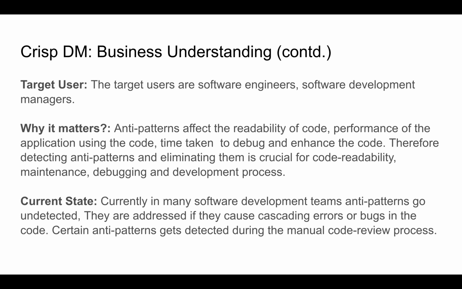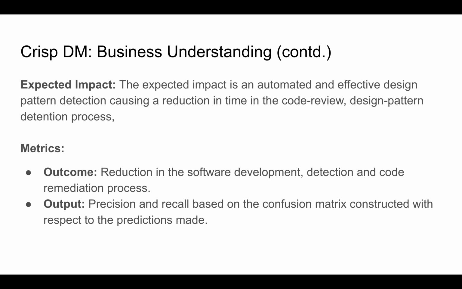So who are our target users? Our target users are software engineers and software development managers. Why does it matter? It matters because anti-patterns, as already told, affect code readability, and they cause errors and exceptions when it comes to enhancement of the code, making it difficult to maintain and debug the code. Currently, a lot of anti-patterns go undetected. Sometimes they would be addressed if they cause cascading errors or bugs, and some anti-patterns are detected in the manual code review process.